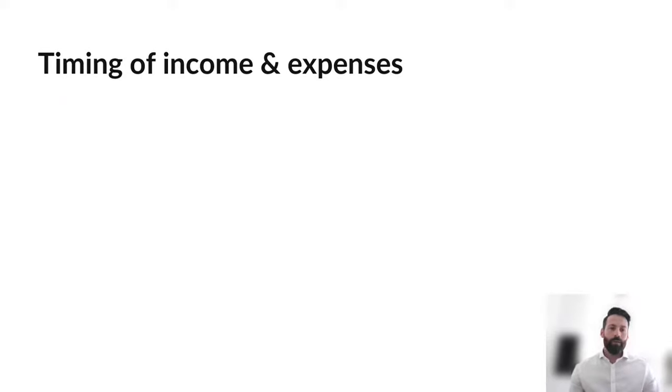So the first one I want to talk about, and I think this is a fairly underrated option, is the timing of income and expenses. So when we talk about the timing of things, we're talking about whether they fall this side of 30 June or after 30 June. The consequence of that being that if they're this side of 30 June, they're within the current financial year, so 2022. And if they're on the other side of 30 June, then we're talking about the 2023 financial year.